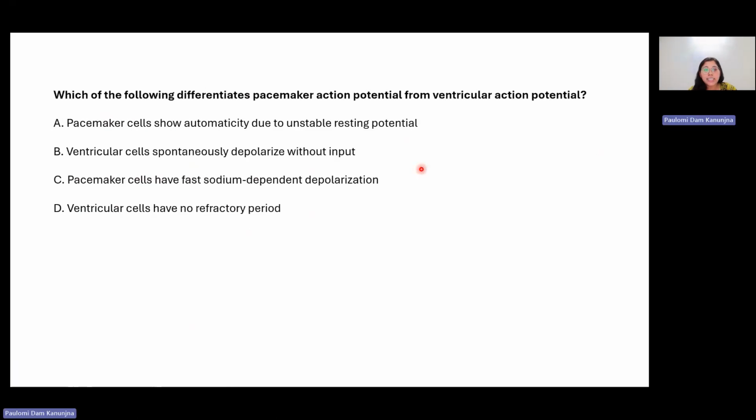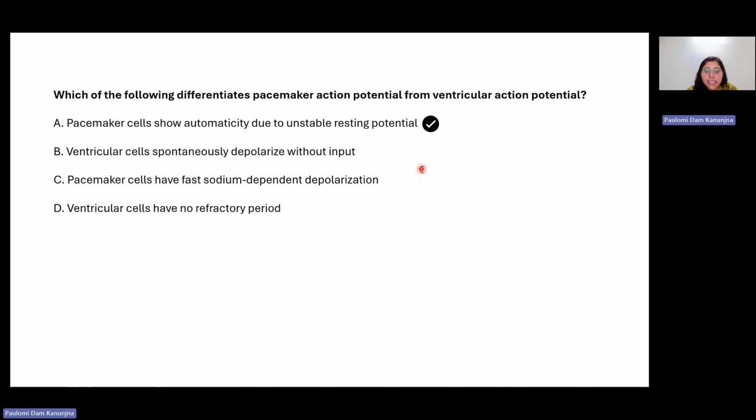Okay. The next is, which of the following differentiates pacemaker action potential from ventricular action potential? In another term, same question, repackaged in different ways. And by now we already know that pacemaker cells show automaticity due to unstable resting potential. Automaticity means it is able to spontaneously depolarize. Spontaneously depolarize means automatically depolarize, so automaticity, right? So your ventricular myocytes, on the other hand, as we know, require stimuli to depolarize because they have a stable resting membrane potential, right?